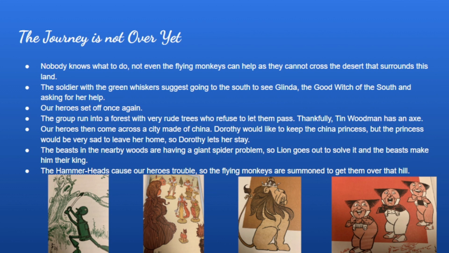First, they run into a bunch of trees who refuse to let them pass. Thankfully, we have our Tin Woodman and his axe here to help. After passing through those trees, they come across a city made entirely out of china. And now I mean china the material. The group is very careful to pass through the city.